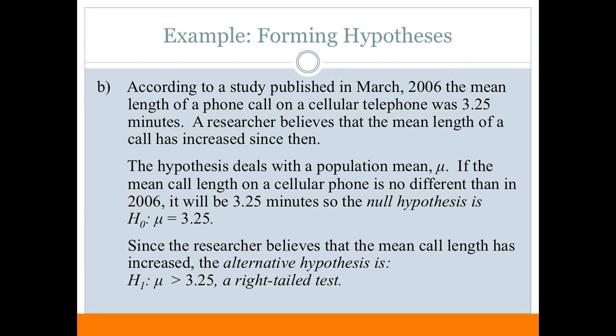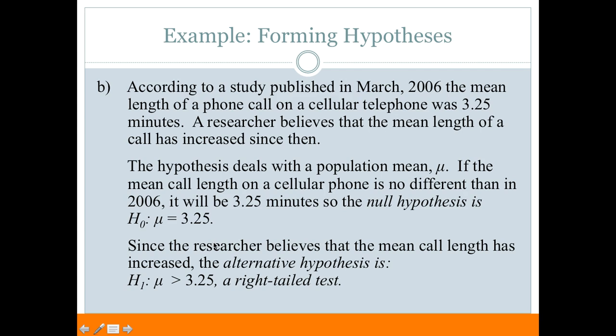Let's look at B here. So according to a study published in March of 2006, the mean length of a phone call on a cell phone was 3.25 minutes, and a researcher believes that the mean length of a call has increased since then. So increased is your keyword. In this case, we're talking about a mean because it's talking about average length of a cell phone call. So it's going to be around our population mean mu. So if the mean is no different than it was in 2006, it's just going to be 3.25 minutes. So our null hypothesis is just that mu equals 3.25.